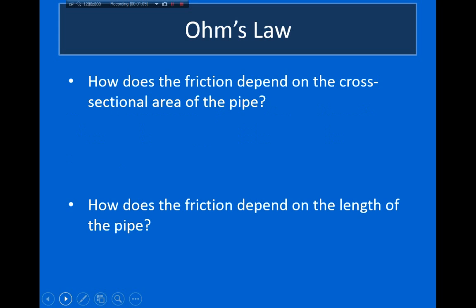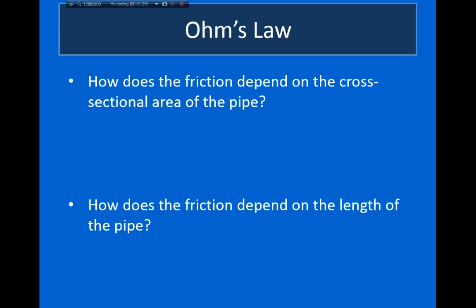At this point, I'd like to use that analogy to gain some kind of conceptual idea of what the resistance might depend on. So at this point, I'd like to look at two different questions. The first question asks, how do you think the frictional force that is created by a pipe will depend on the cross-sectional area of the pipe?